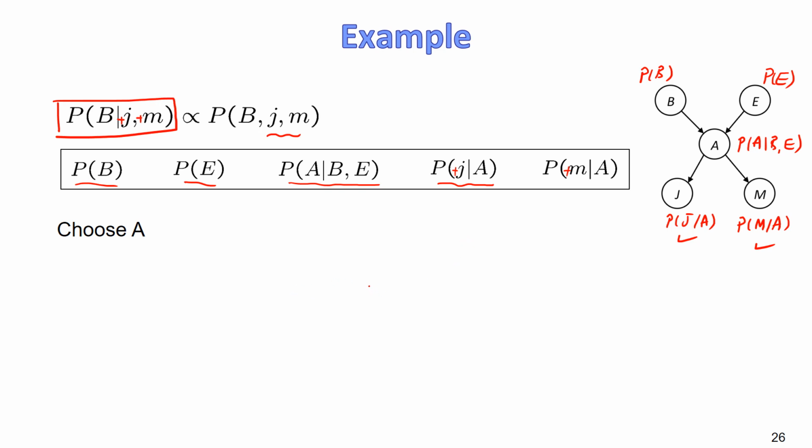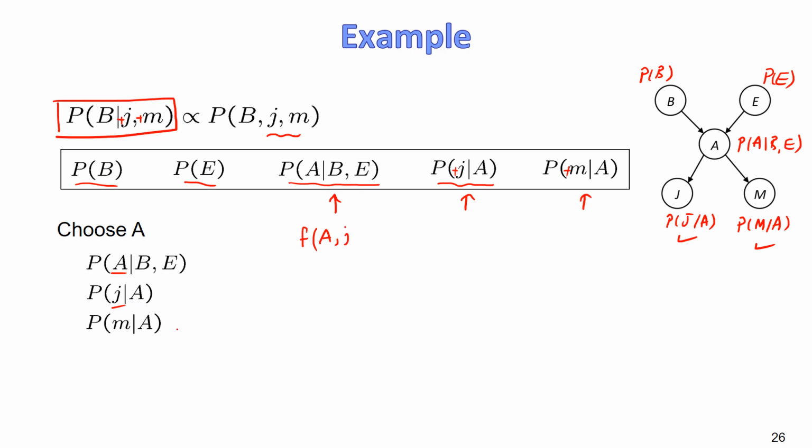To eliminate A first, we have to determine which factors involve A. Where are the factors that involve A? This one, and this one. So we have these three factors, P of A given B, E, P of J given A, P of M given A, and now we will join them. When we join them, what will we get?